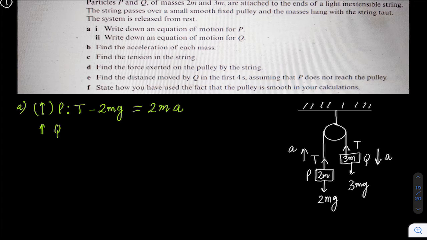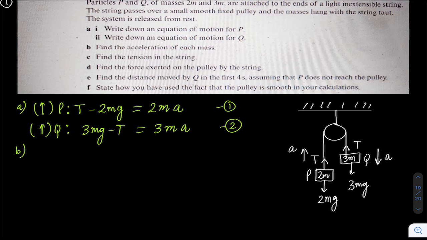And similarly, we can write our equation for Q in vertical direction. As Q is moving downwards, and we have assumed the acceleration to be downwards also, net force downwards will be 3mg minus T, because T is acting upwards. So this is my net force on Q. This will be equal to its mass into acceleration. So that's my A part. In B part, they are asking for acceleration of each mass. Obviously, we know they will be accelerating at the same rate, and we need to find the tension also. Okay, so this is my first equation. This is my second equation.